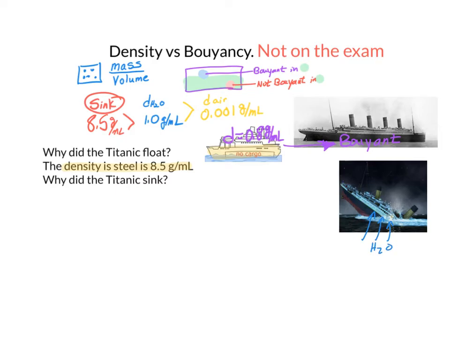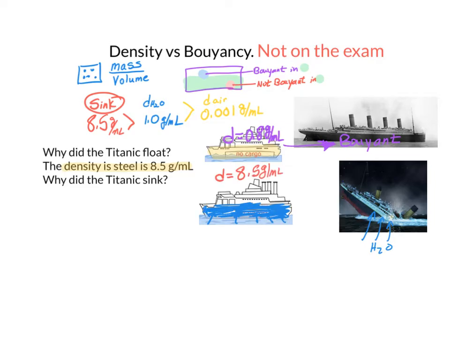Well, at this point, as the cargo hold filled with water rather than air, the average density got closer and closer to the 8.5 grams per milliliter that you see for the steel, because the water was more neutral. It's the same as the water inside and outside stayed the same, so that the overall density became larger and larger until the boat sank. And of course, with the Titanic at the bottom of the ocean, we would say that it is not buoyant.